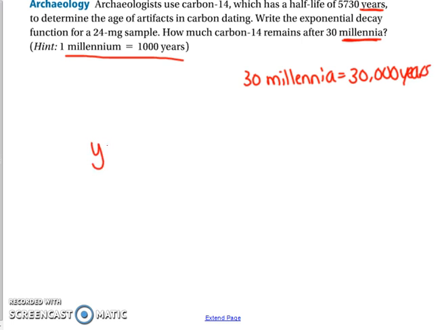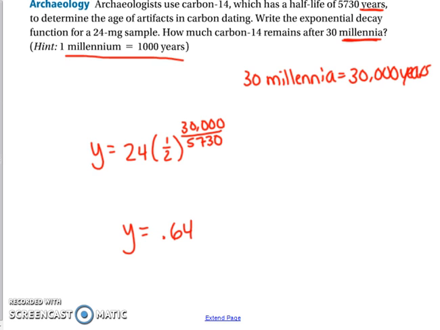So when we plug this in, y equals, the initial amount is 24 milligrams times 1/2. And then the after number is going to be 30,000, since we changed it to years, over the half-life, which is 5730. Plug that into the calculator, and we get 0.60 milligrams.